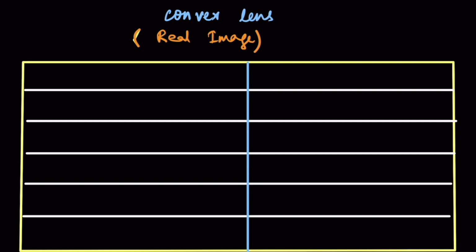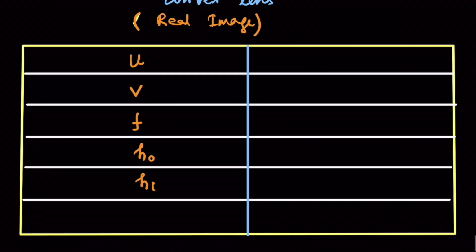The sign convention for a convex lens where the image is real, if we substitute the term u, v, f, height of object, height of image, and one more, linear magnification. In reflection of light, we studied about the linear magnification. I will explain it again, but first we do the sign convention.